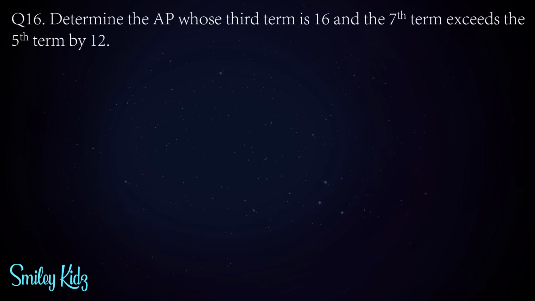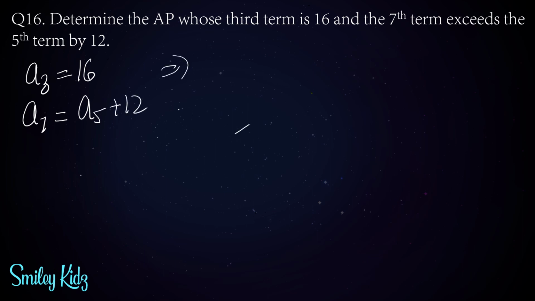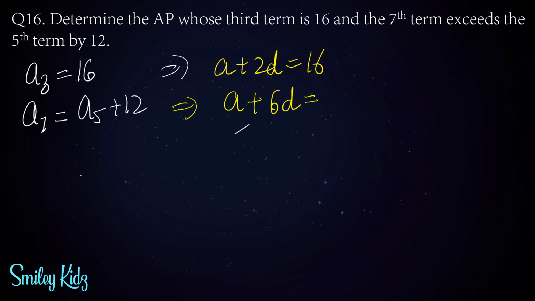Moving ahead, we have determine the AP whose third term is 16. That means A3 is equal to 16. And the seventh term, A7, exceeds the fifth term by 12. That means A5 plus 12. Now, A3 means A plus 2D is equal to 16. And here we have A plus 6D is equal to A plus 4D plus 12. A7 means A plus 6D. A5 means A plus 4D.